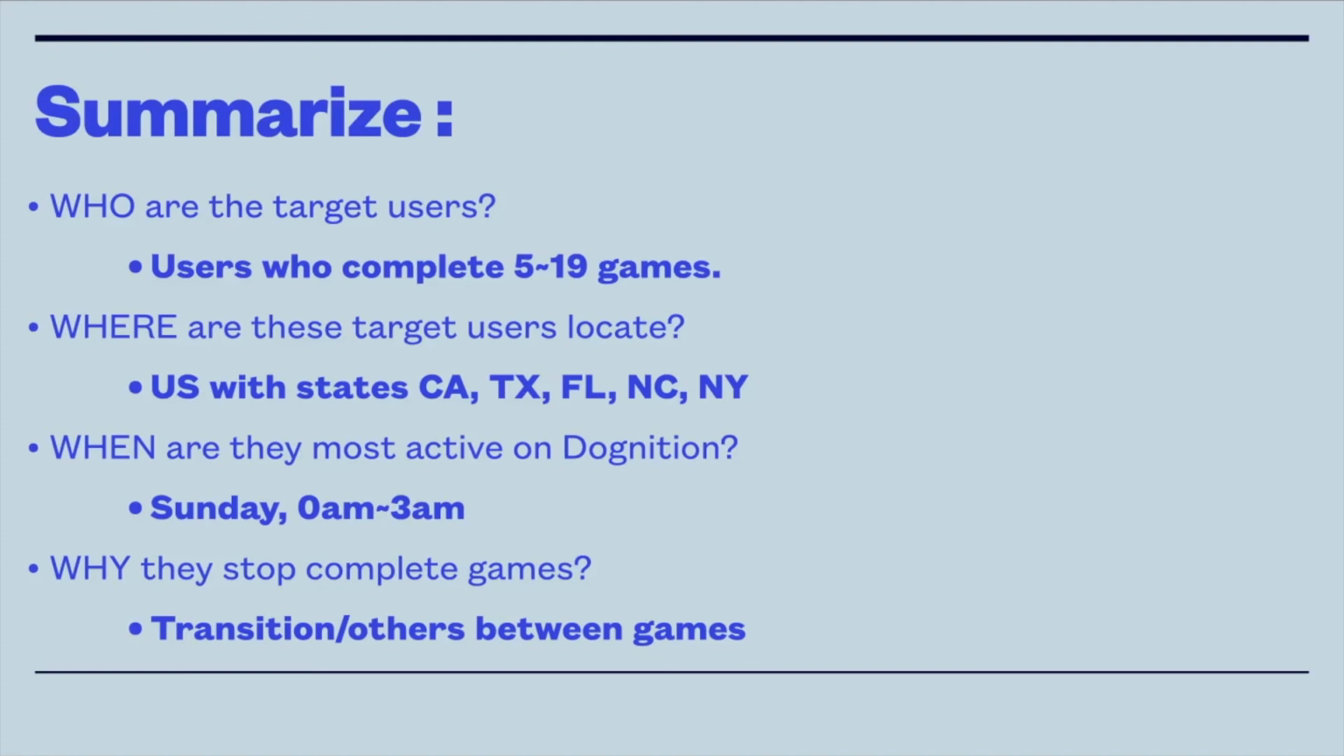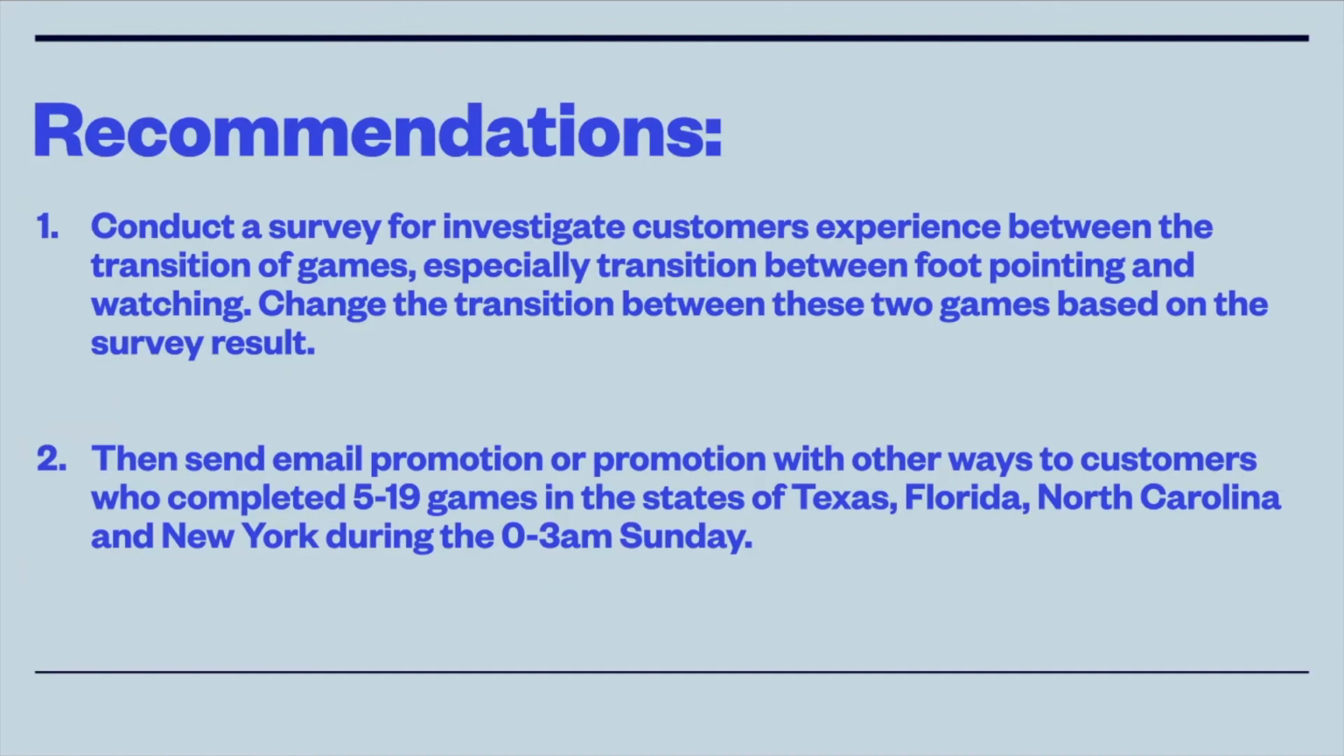So based on these facts, my recommendation would be to conduct a survey to investigate customers' experience between the transitions of the games, especially the transition between the footprinting and watching games, as the gap we mentioned before, and change the transition between these two games based on the survey result. Then we can send email promotions or other promotions to customers who completed 5 to 19 games in the states of Texas, Florida, North Carolina, and New York first. Then we want to send promotions to customers in California. Okay, so these are all my recommendations based on the findings we found with Tableau.